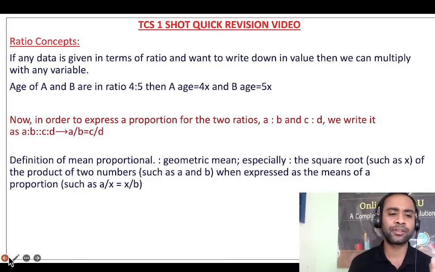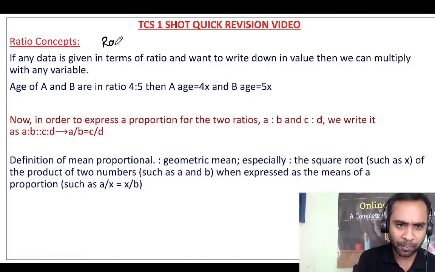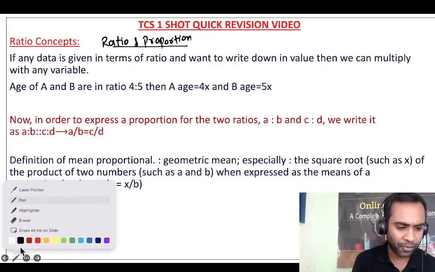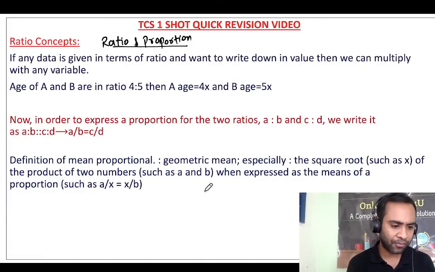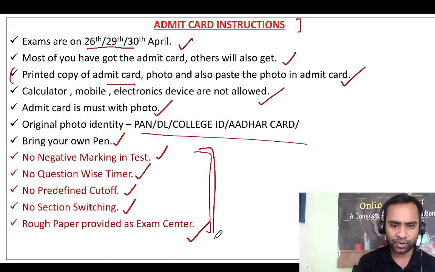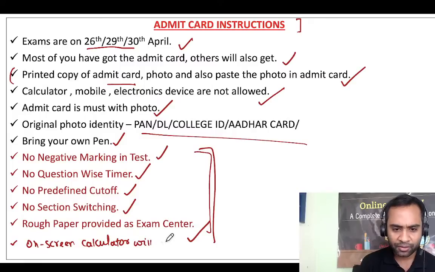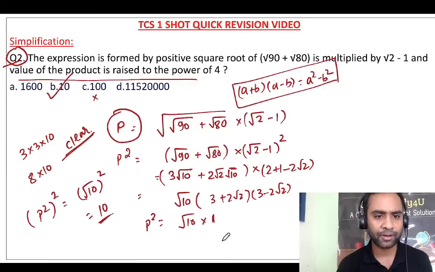Now, next is the concept of ratio. So ratio and proportion basically, right? In ratio and proportion, there is no individual timer for every question. I have discussed all those things in the first slide. Please do watch, everything has been discussed there. Only one thing: an on-screen calculator will be there. So I have covered all the points here.